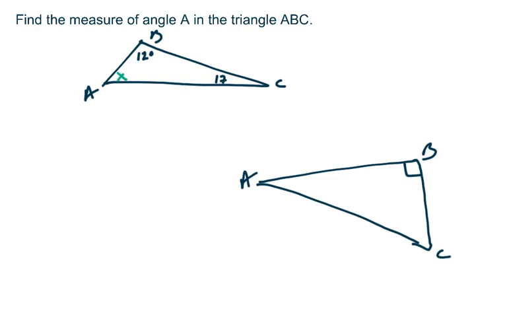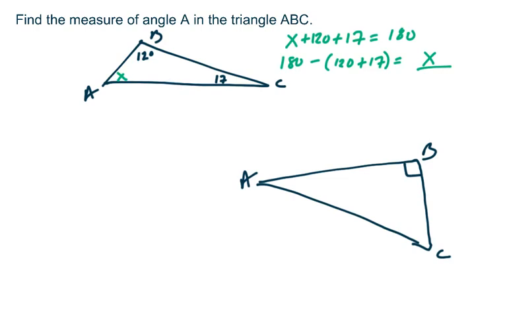So two ways we can set it up. One with an equation. So I could say x plus 120 plus 17 equals 180. Or I can just do some math and say, okay, 180 minus the two known guys would give me my x right there. You're doing the same process, just two ways to look at it. So if I have 180 minus 137, we'd get a grand total of 43 degrees.